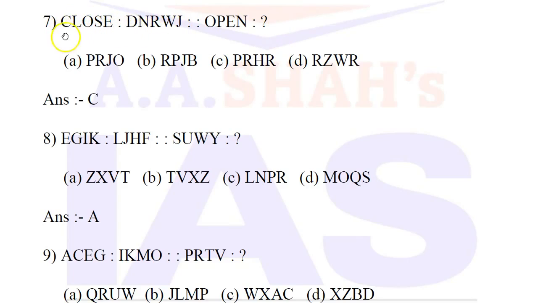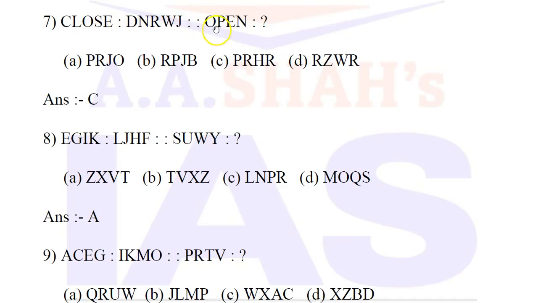So C and D. C plus 1, the answer would be D. Now L and N. L plus 2, the answer would be N. Now O and R. O plus 3, the answer would be R. Now S and W. S plus 4, the answer would be W. And now E and J. E plus 5, the answer would be J.